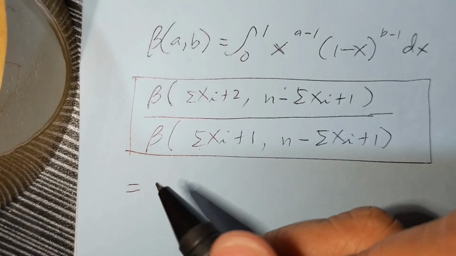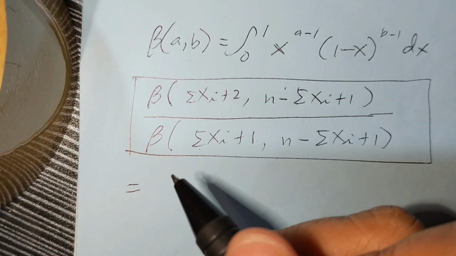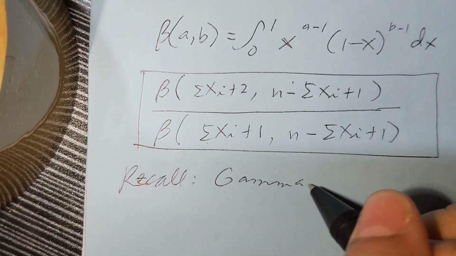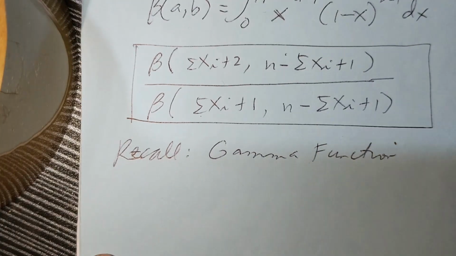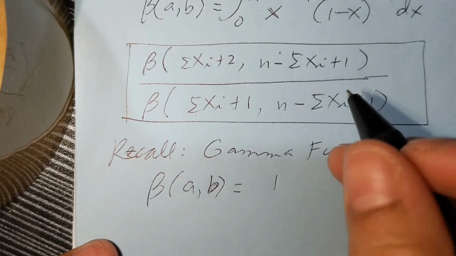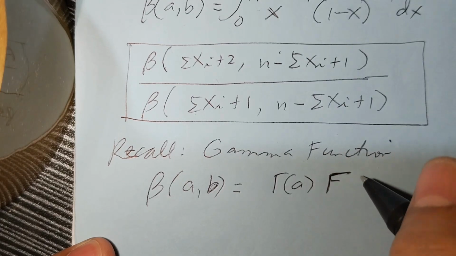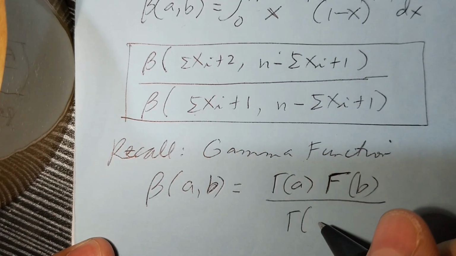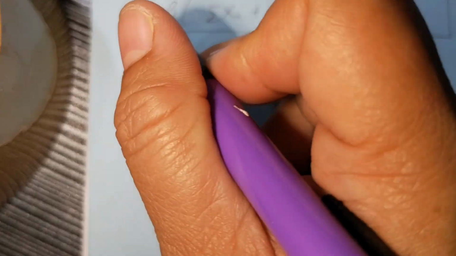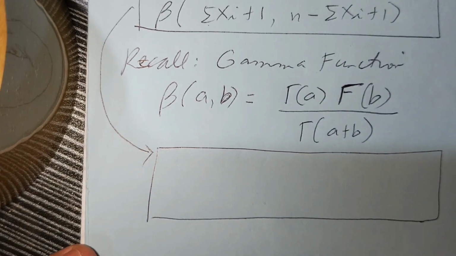Now, let's write this into the gamma function. Recall. Let's recall. Ano yung gamma function? Your gamma function, if we have the beta function of a, b, this is equal to the gamma of a times the gamma of b, all over gamma of a plus b. Ganon. So, let's rewrite this into the gamma function. Sulat natin into the gamma function. So, you try to translate this.